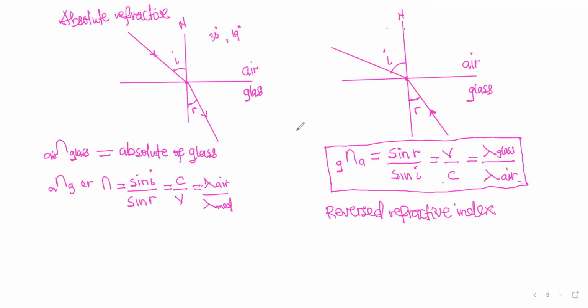This is reverse. Now, reverse refractive index is, on the other hand, always less than 1. This is always less than 1. And absolute refractive index is always greater than 1. This is because of the change.